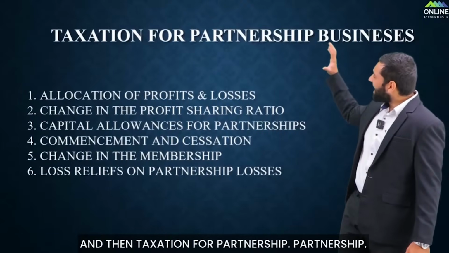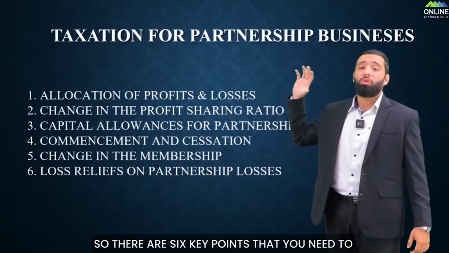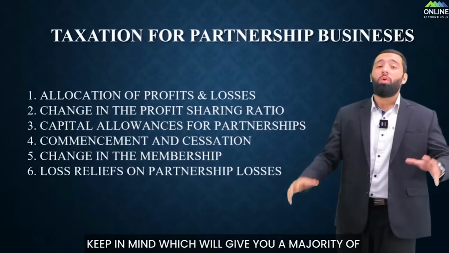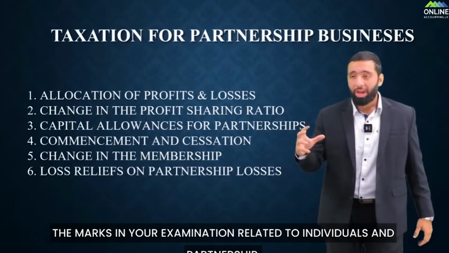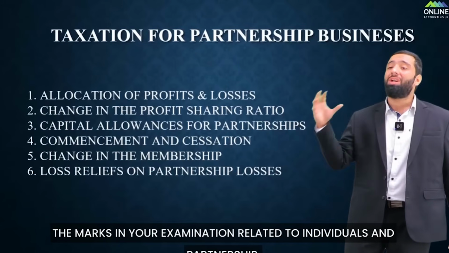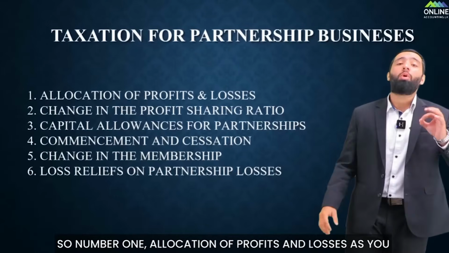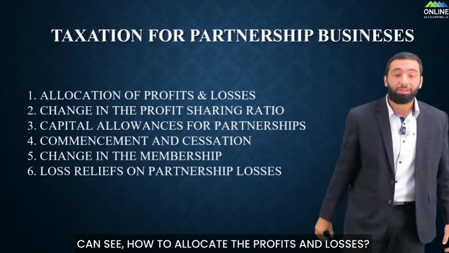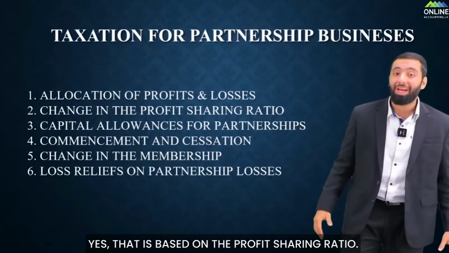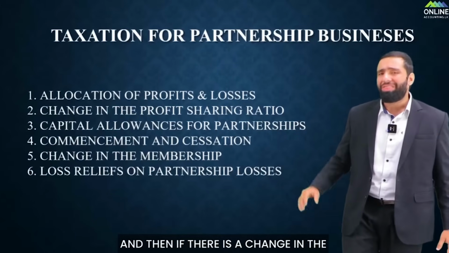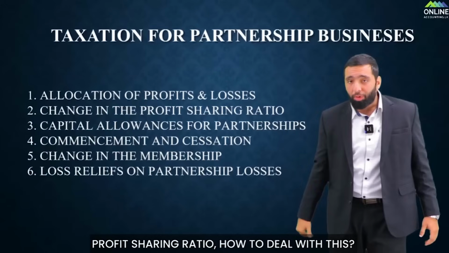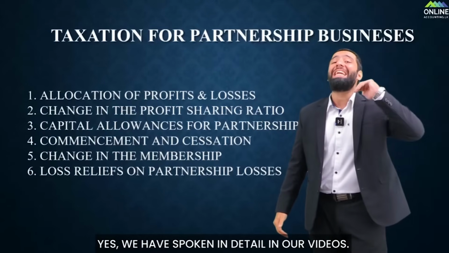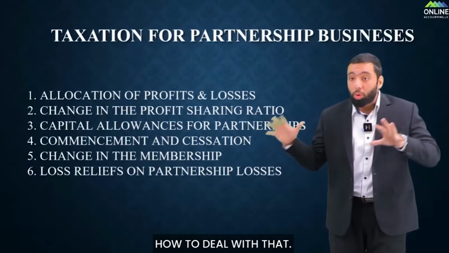And then taxation for partnership. So there are 6 key points that you need to keep in mind, which will give you a majority of the marks in your examination related to individuals and partnership. So number one, allocation of profits and losses. As you can see, how to allocate the profits and losses? Yes, that is based on the profit sharing ratio. And then if there is a change in the profit sharing ratio, how to deal with this? Yes, we have spoken in detail in our videos how to deal with that.